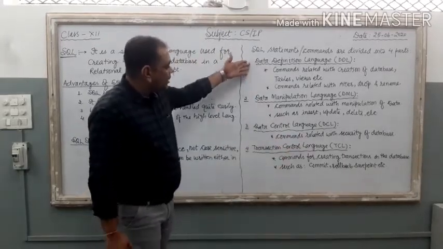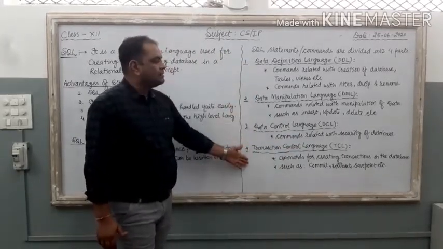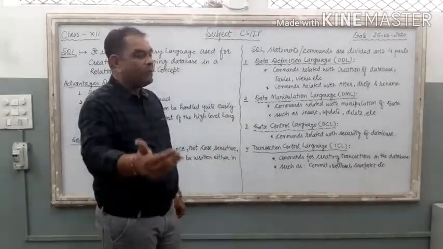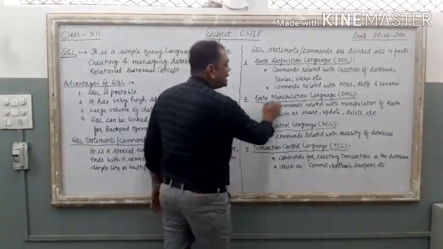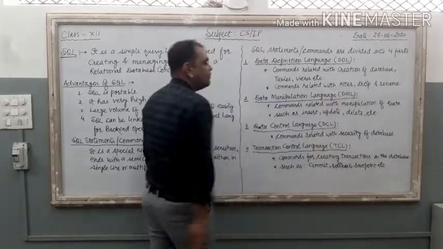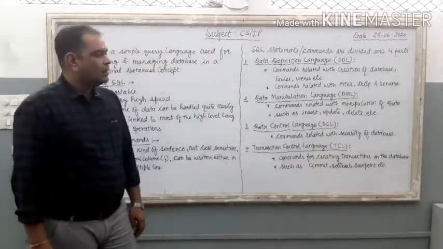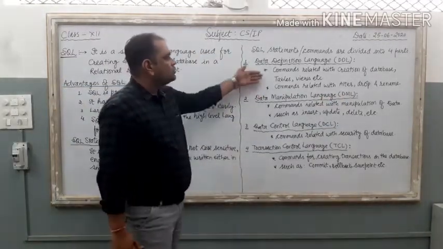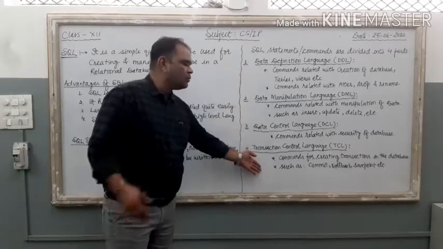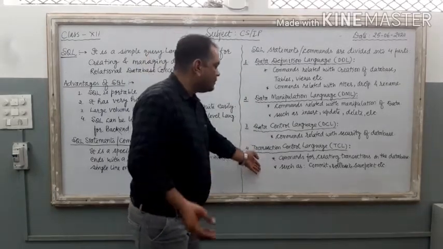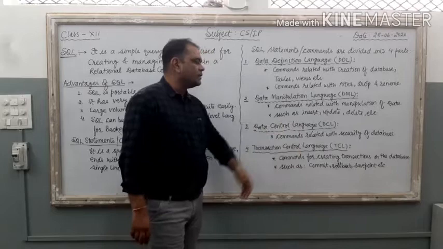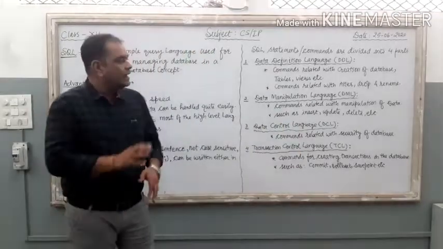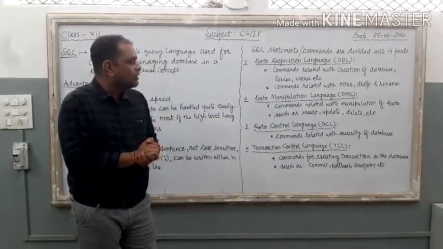Now if you see all these 4 categories, most of the commands of MySQL are related with DML, data manipulation language. Then the second number goes to data definition language. Third, 2 or 3 commands are related with DCL, and the last one is TCL. Clear? It's all for today's introductory section.